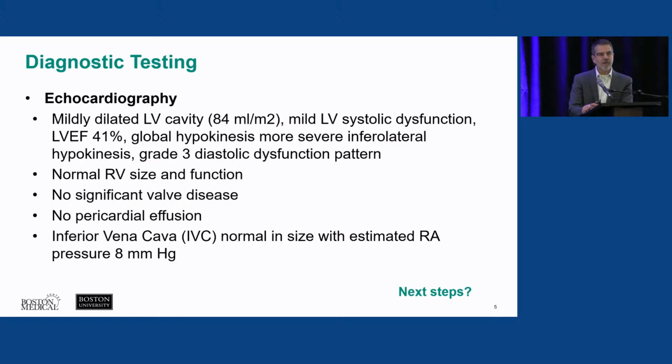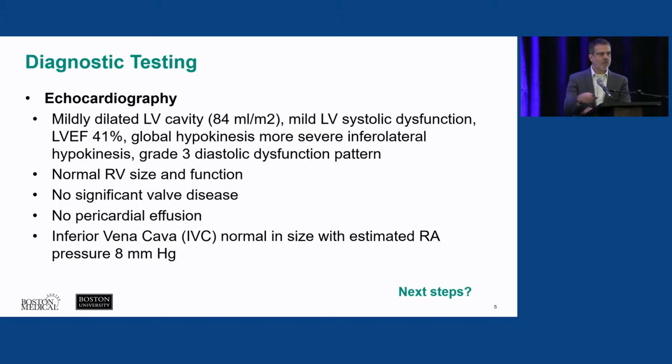So he got an echocardiogram, of course, as standard of care, and he had a mildly dilated LV cavity with only mildly increased wall thickness and mild systolic dysfunction. But he had a pretty pronounced diastolic dysfunction pattern with increased filling pressures, normal RV, no significant valve disease, and an estimated RA pressure of 8.